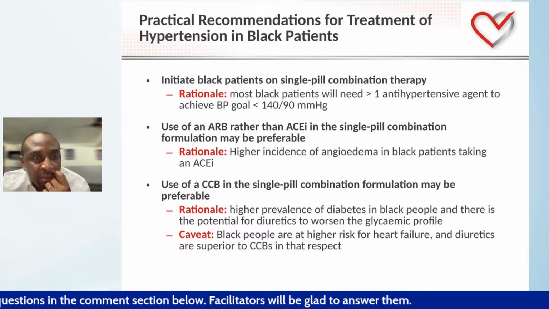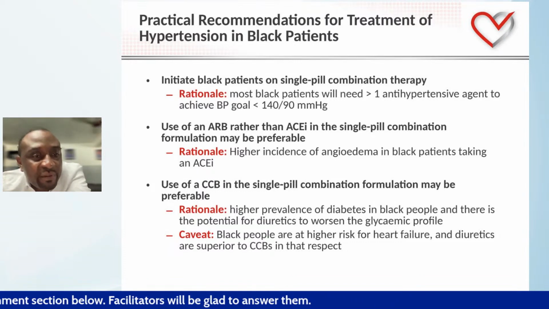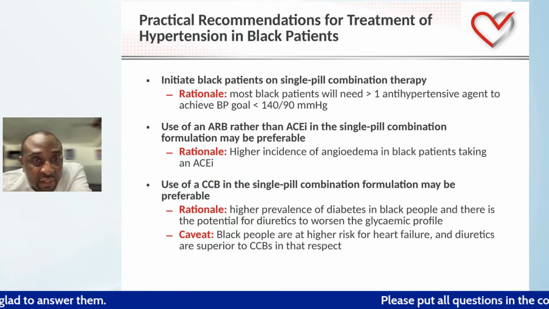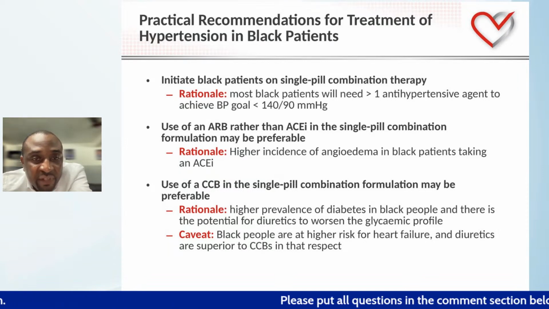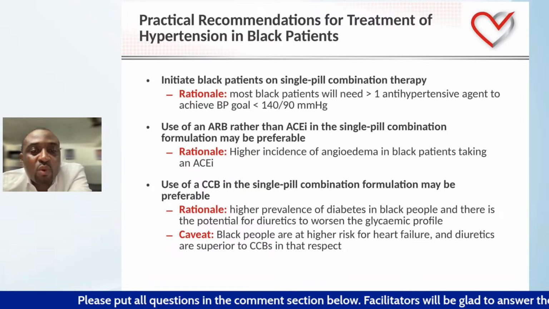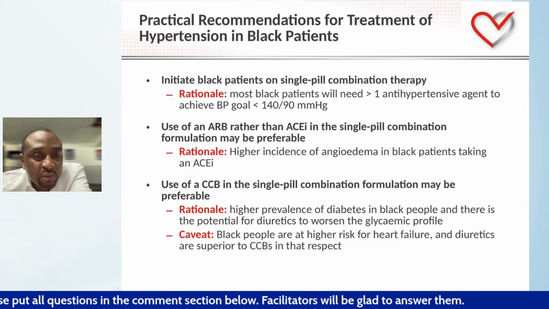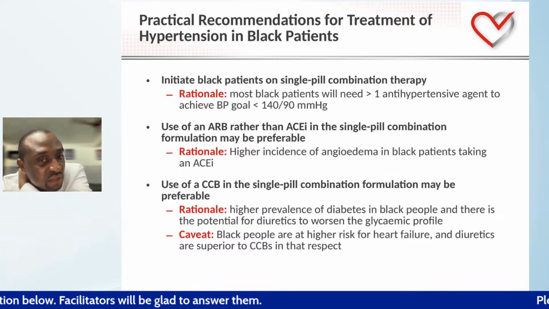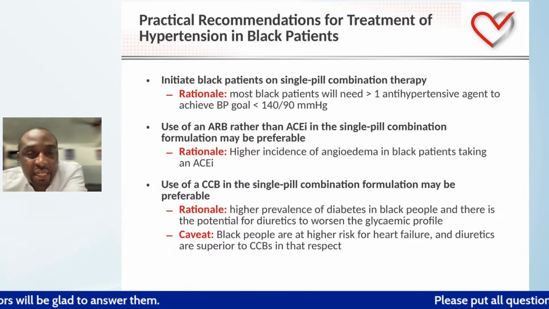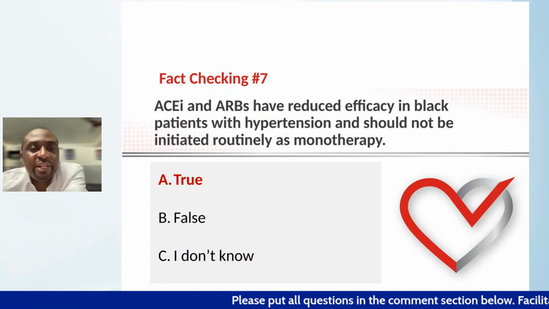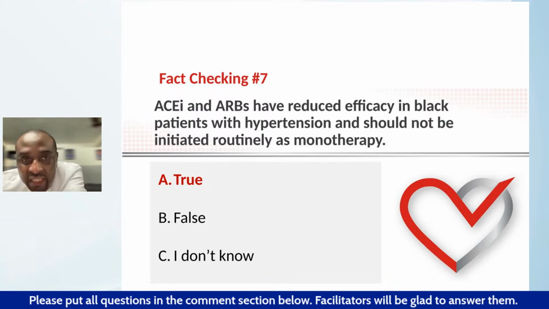So use of calcium channel blocker in a single pill combination therapy may be preferred, as we've seen in the CREO study that was done in sub-Saharan Africa. Indeed, higher prevalence of diabetes in Black people, and there is the potential for diuretics to worsen glycemic profile. So Black people are at higher risk for heart failure, and diuretics are superior to calcium channel blockers in that respect. So ACE and ARBs have reduced efficacy in Black patients with hypertension, should not be initiated routinely as monotherapy.